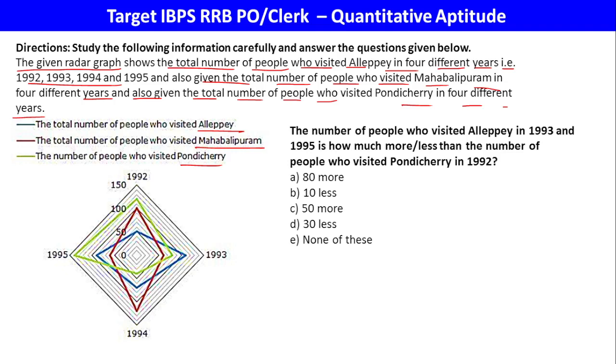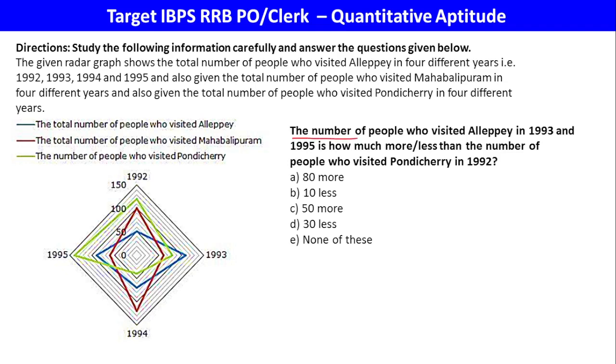Right, one line, each line is 10. So look, starting from 0: 10, 20, 30, 40, 50, next 60, 70, 80, 90, 100, 110, 120. So each line represents a difference of 10.